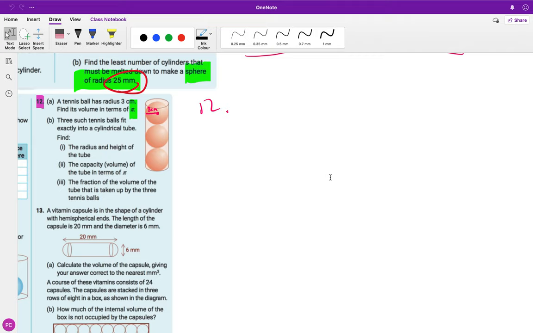So basically we're dealing with a cylinder, a cylindrical tube. Sorry, no, part A: find the volume of a tennis ball first. To find the volume of a tennis ball we use the formula 4/3 pi r cubed. We're leaving pi, so it's going to be equal to 4/3 by pi by 3 cubed, which is equal to 36 pi centimeters cubed. So there's our first answer.